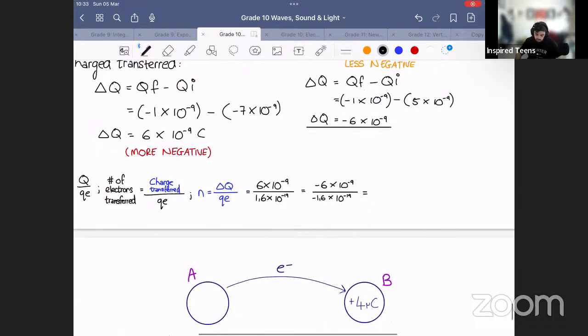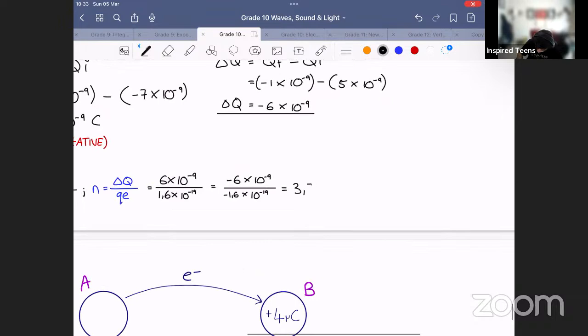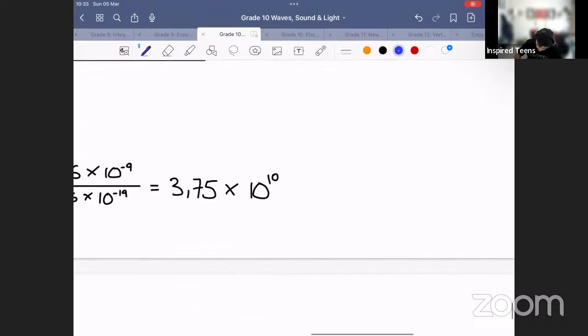Okay, so both of these are going to give me the same answer of the number of electrons transferred. If I just have to estimate and do the calculation without the calculator, I would assume that the answer is going to be somewhere close to 3.75 times 10 to the 10. Okay, and I can say electrons transferred.